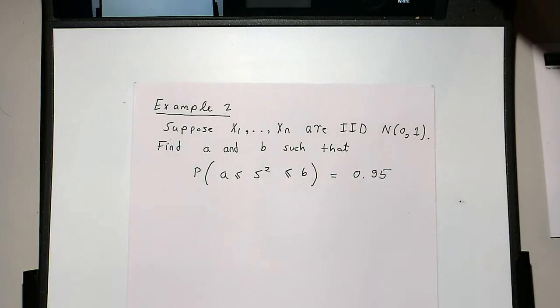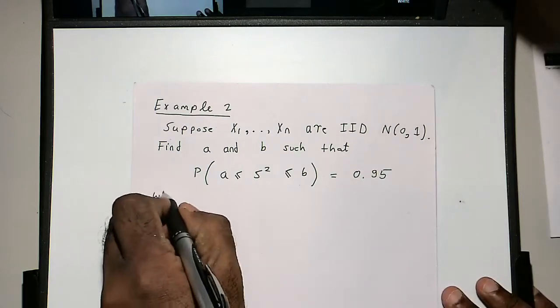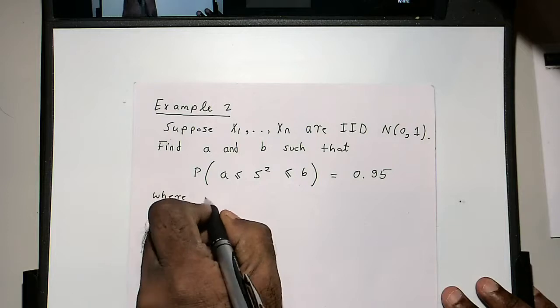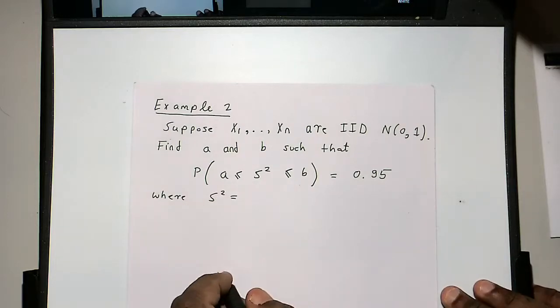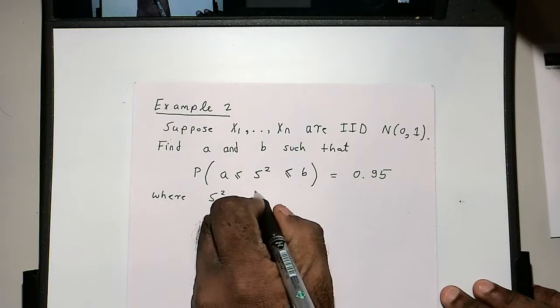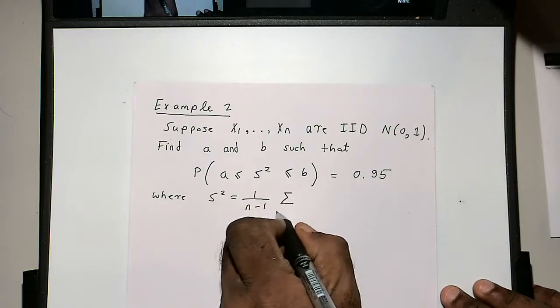Right? This is the question, example 2. Where S squared is the sample variance, I'm going to use, remember that I gave you two definitions of the sample variance, but in this example, I'm going to use the unbiased version, which is this one here.